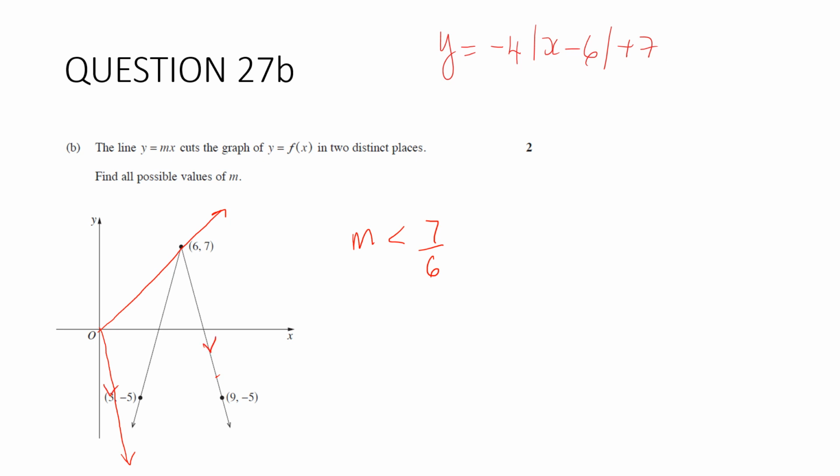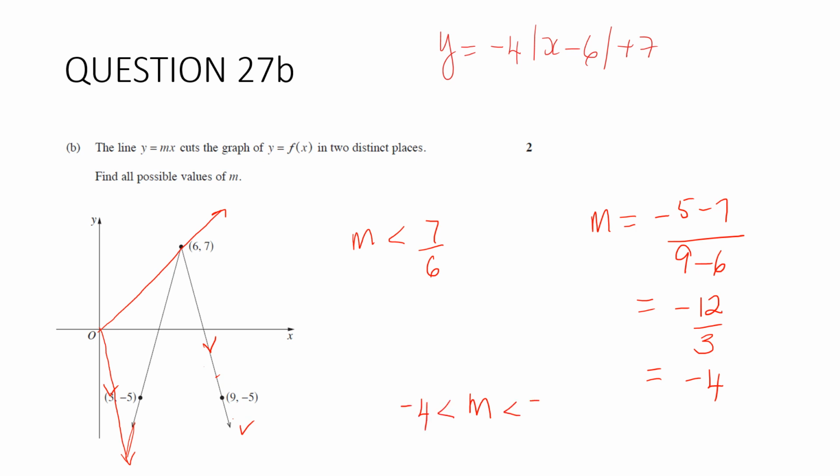Because at that point it's going to cut this one, that's okay, but it's going to miss this one here. So what is the gradient of that line? Let's just work that out. So m is going to be negative 5 take 7 on 9 take 6, which is negative 12 over 3, which is negative 4. So we want m to be in between negative 4 and 7 over 6.